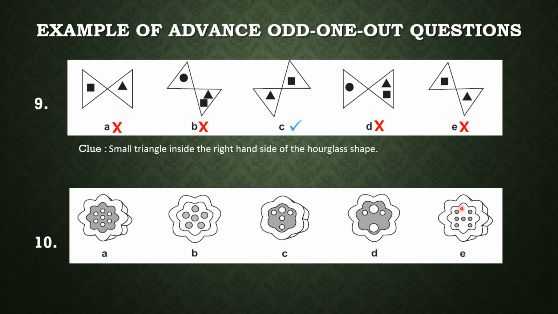Now let's have a look. 1 2 3 4 5 6 7 8, and the number of inner circles are 7. So if we go by that rule, the clue should be the outer shape has a number of edges and the inner shape has one less number of circles in it. So if we go by that particular rule, the option D should be the odd one out here.